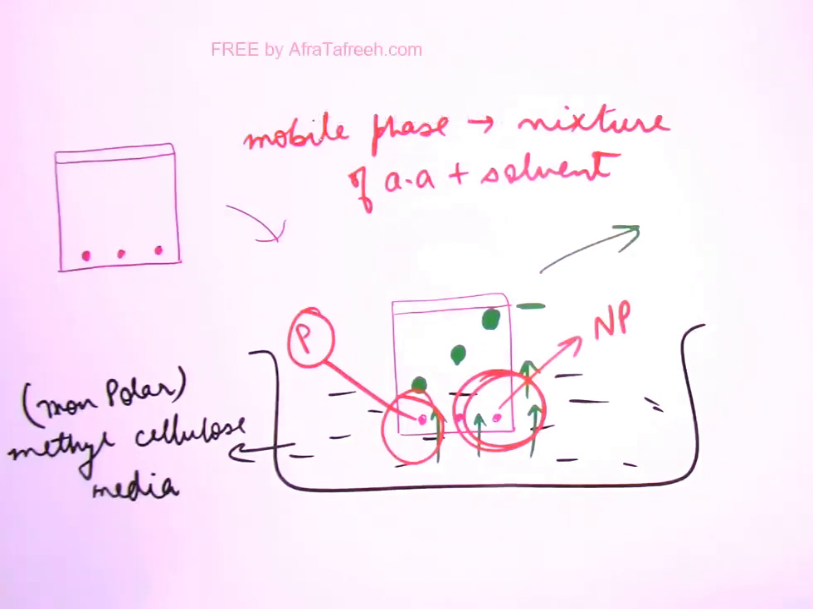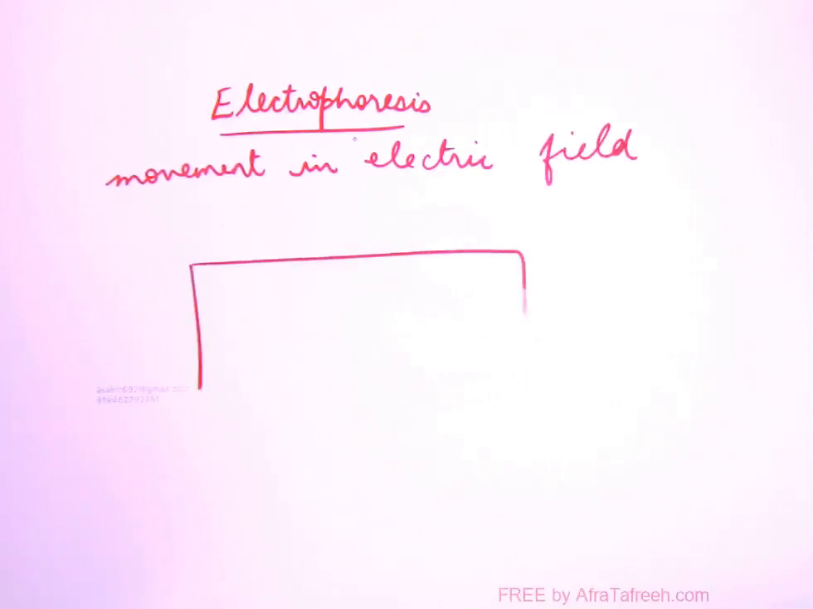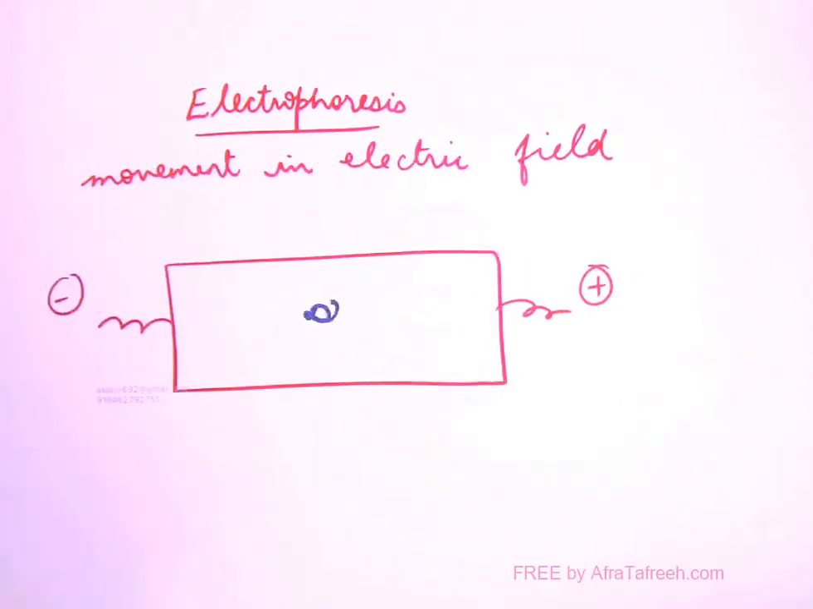Now coming to electrophoresis. Electrophoresis is movement in electric field. Phoresis means movement, electro means electric field. It is movement in electric field. For example, let's say this is an electrophoretic plate. One side negative, one side positive. So let's say we apply a mixture of proteins here in the center. When we switch on the electric field, some proteins will move to this side, some proteins will move to this side.